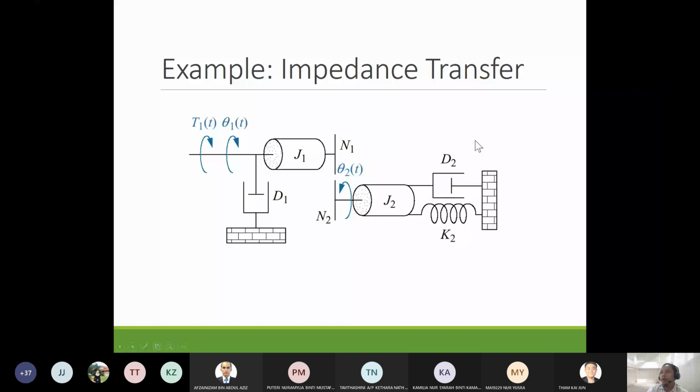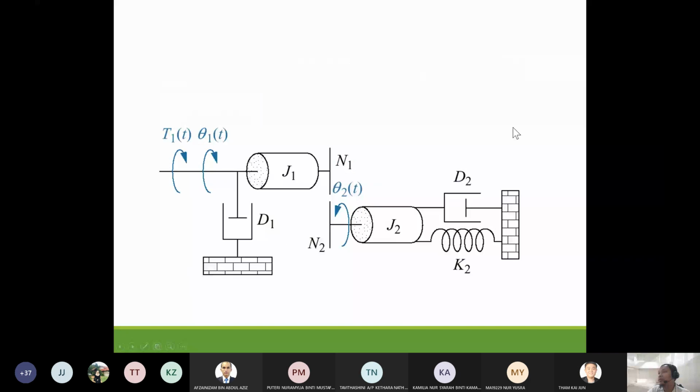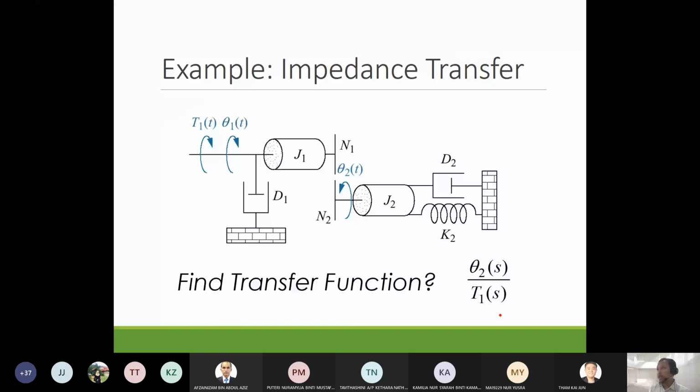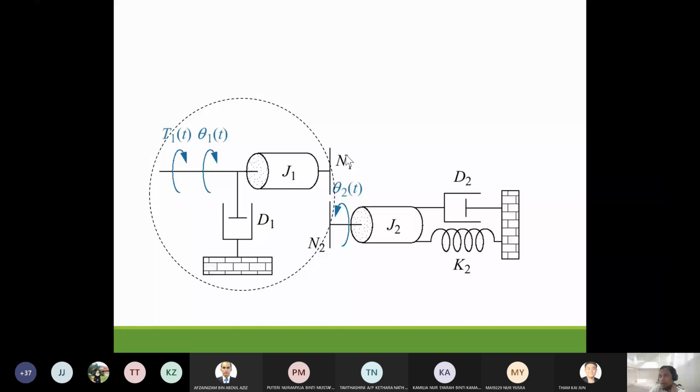So we can perform impedance transfer. How to find the transfer function, let's say theta 1 over T1 or theta 2 over T1, whichever? First we need to perform impedance transfer. The question asks you to find theta 2 over T1. If you want to find theta 2, that means you have to transfer everything from theta 1 to the shaft theta 2. If you want to find theta 1, then you transfer everything from theta 2 to theta 1, or vice versa. So let's look at this example. We want to find theta 2.